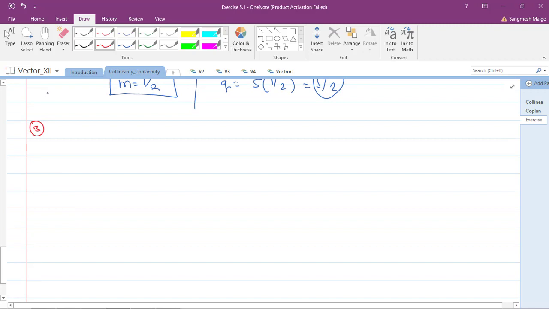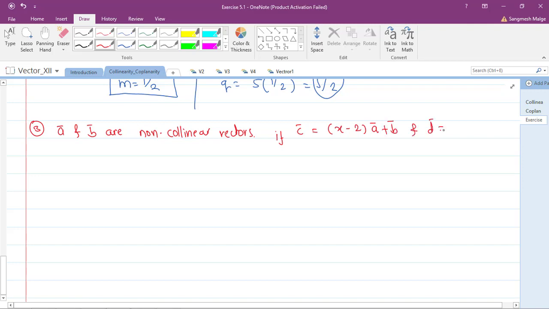Question number 3. Let's write down the question. a bar and b bar are non-collinear vectors. Non-collinear vectors means they are not scalar multiples of each other. If c bar equals x minus 2 times a bar plus b bar, and d bar equals 2x plus 1 times a bar minus b bar, are collinear.